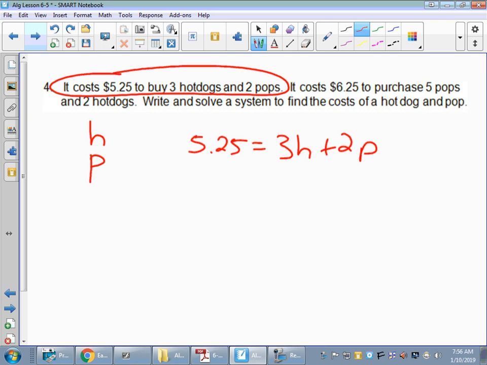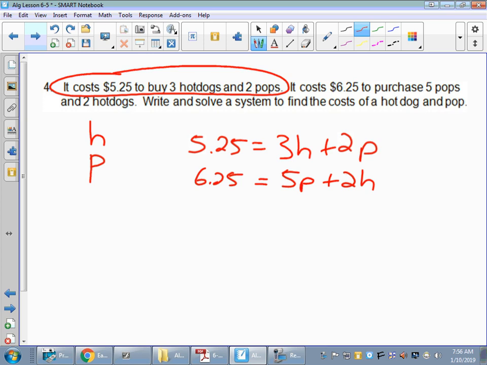And then the second phrase here says, well, it costs $6.25. So if I go $6.25 for 5 pops and 2 hot dogs. Those are our equations. So we've already set up and we've got our equations. But something to think about is, what's the best method here? Graphing, elimination, substitution. I think it's going to be elimination.